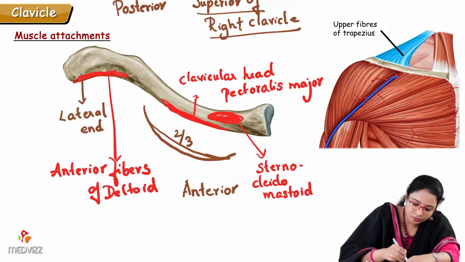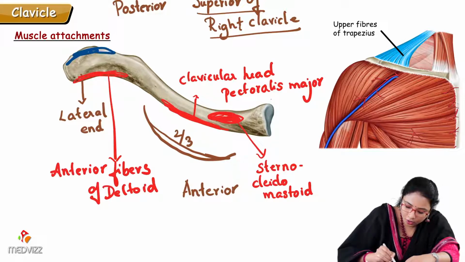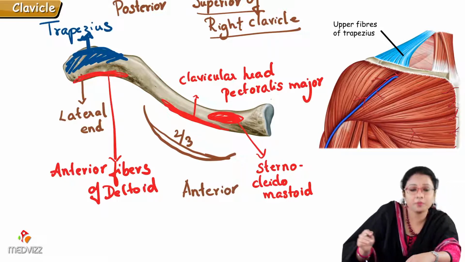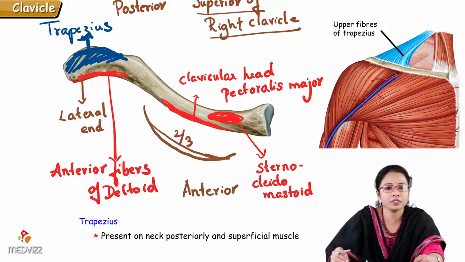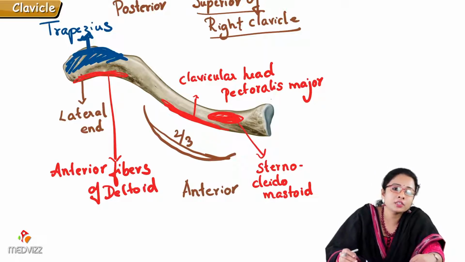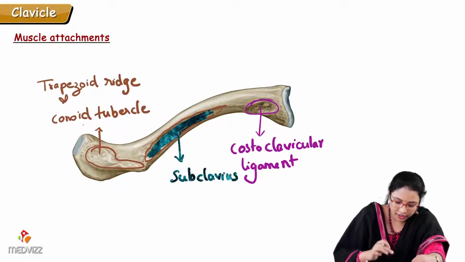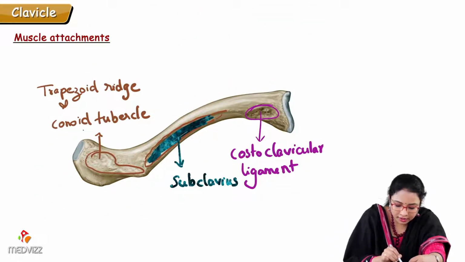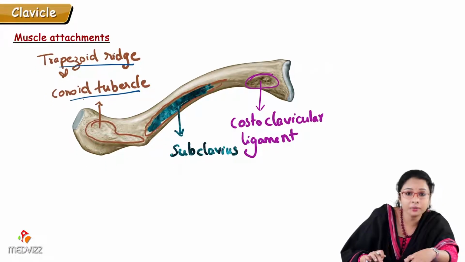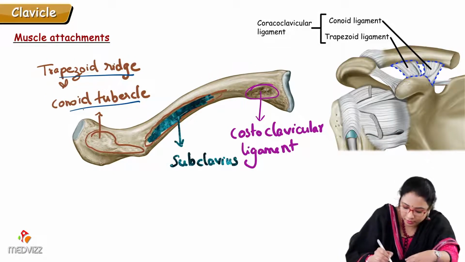So the upper fibers of the trapezius get inserted on the posterior as well as the superior surface of the lateral 1/3 of the clavicle. Trapezius is a superficial muscle present on the neck posteriorly. And the inferior surface exhibits trapezoid ridge and conoid tubercle, which give attachment to a ligament called coracoclavicular ligament. So here is the inferior surface where we already discussed the trapezoid ridge and conoid tubercle.